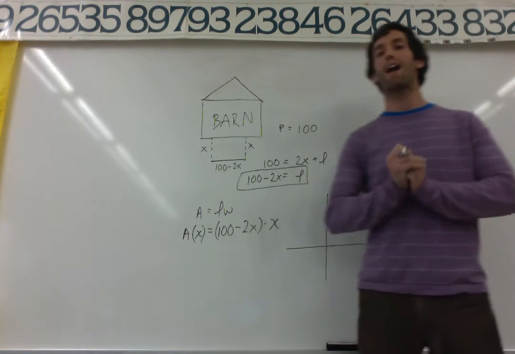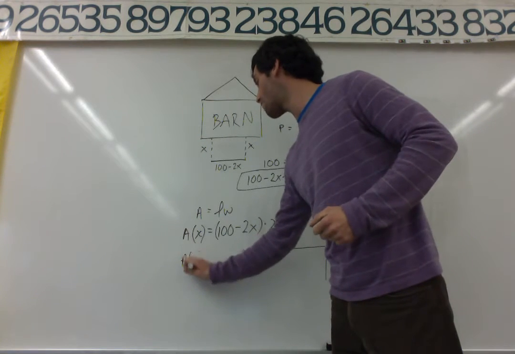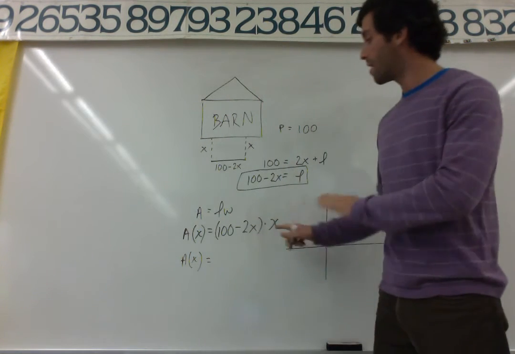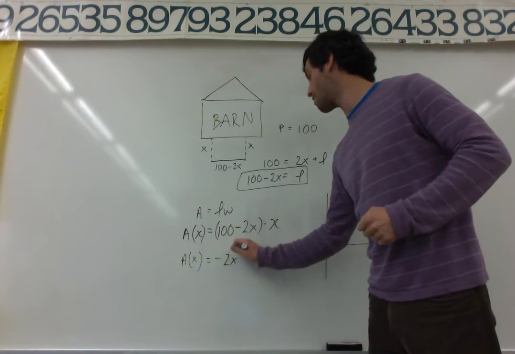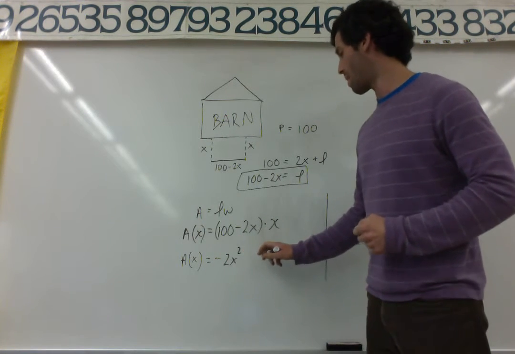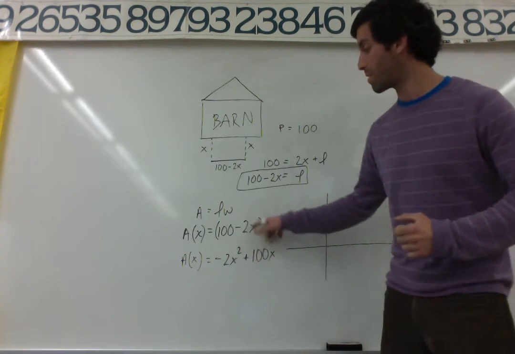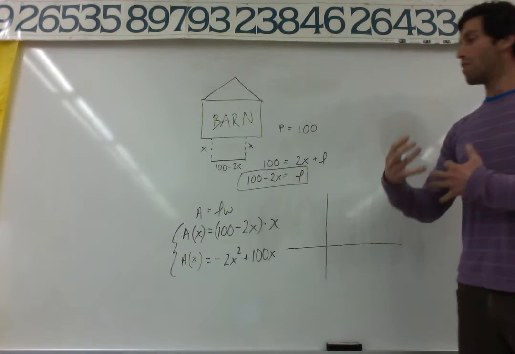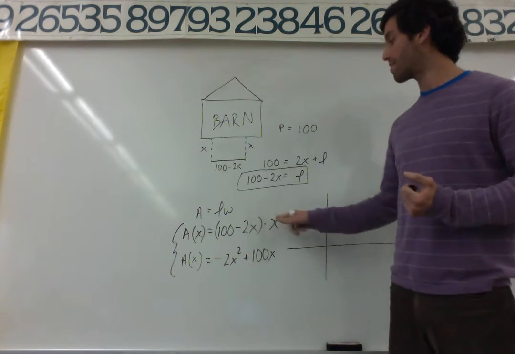Okay, now it says to graph the area function. Well, to graph this, we are just graphing this, right? You could, if you wanted to, expand this and put it in descending order, negative 2x squared plus 100x, if that helps you. You can do that. These mean the same thing, right? But for me, I like it factored. This is already factored, 100 minus 2x times x.